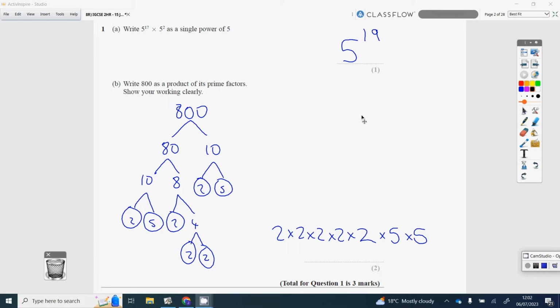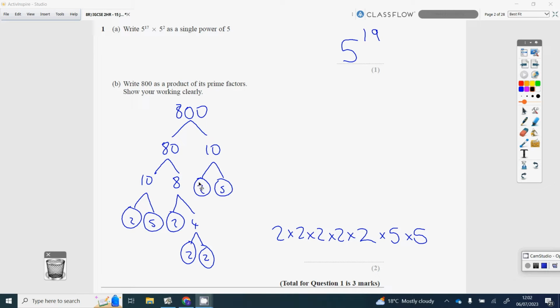Now, product of prime factors, you want to do one of these number trees. So start off with the 800 and think of any two whole numbers that multiply to be 800. You could do any you want. You could do 40 times 20, for example. I've done 80 and 10. I can then keep on breaking these down. So 80 becomes 10 times 8, the 10 becomes 2 times 5.